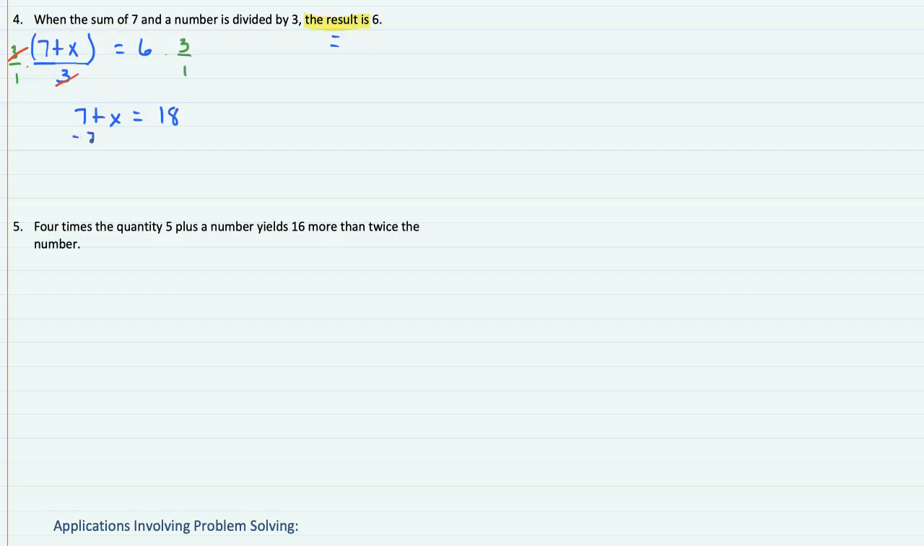Now I'm going to subtract 7 from both sides. And the 7's are going to subtract out to be 0 right here, and we get x by itself. So we've got x equals 18 minus 7 is 11. So x equals 11.